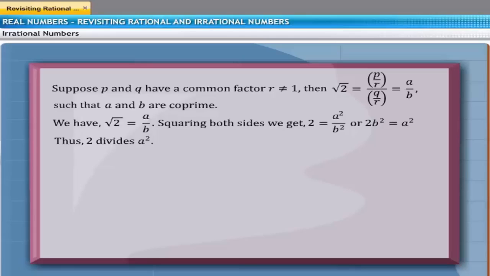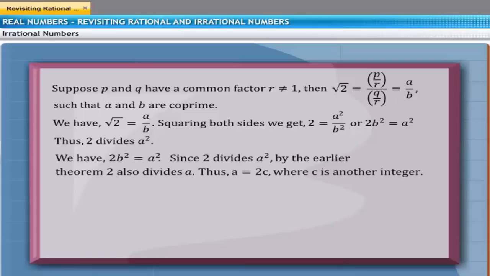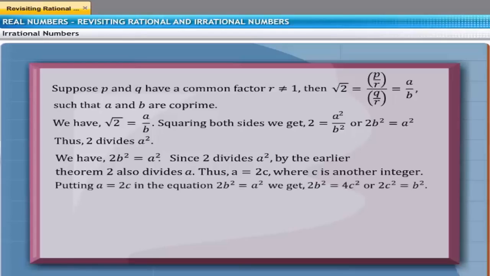Squaring both the sides and rearranging the equation, we get 2 times B square is equal to A square. This means 2 divides A square. Since 2 divides A square, by the earlier theorem, we proved that 2 divides A. Thus, we can also say that A is equal to 2 times C for an integer C. Putting the value A equal to 2 times C in the previous equation for A and B, we get 2 times C square is equal to B square.